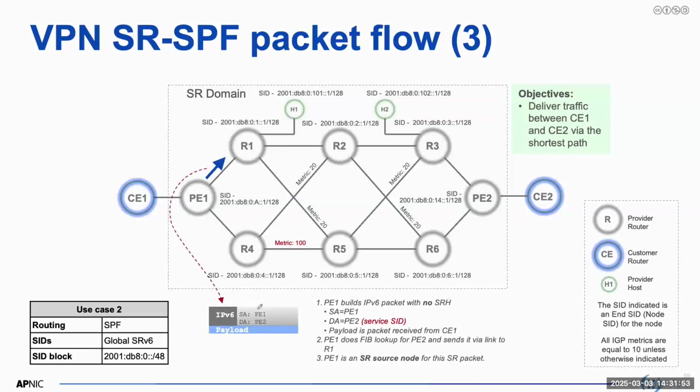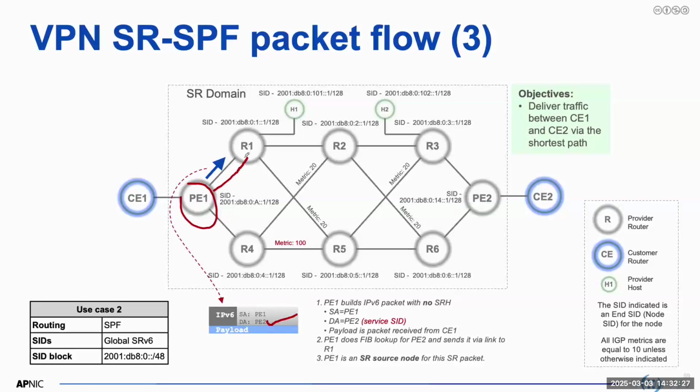So we have the plain IPv6 packet, and then the payload. In this case, we do not need to attach the segment routing header, because we do not have any list of segments. We just want to do routing based on the shortest path first. That's why we are putting the destination as P2. So when P1 is the source and the destination is P2, it will forward the packet towards R1, because first P1 will look up the packet and forward it.